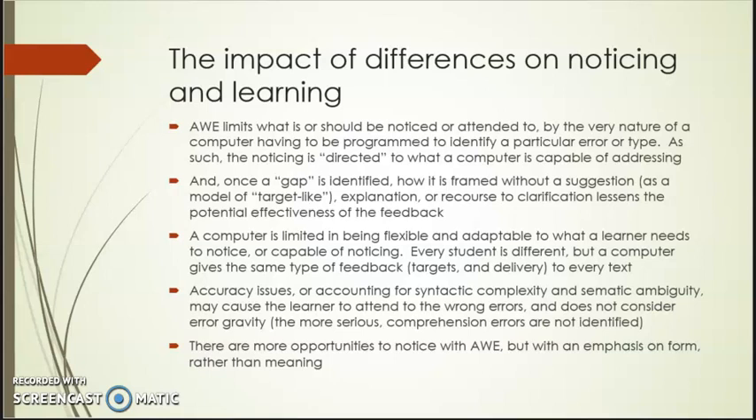Accuracy issues, or accounting for syntactic complexity and semantic ambiguity, may cause a learner to attend to the wrong errors and does not consider error gravity. The more serious and comprehension errors are not identified. There are more opportunities to notice with AWE, but an emphasis on form rather than meaning.